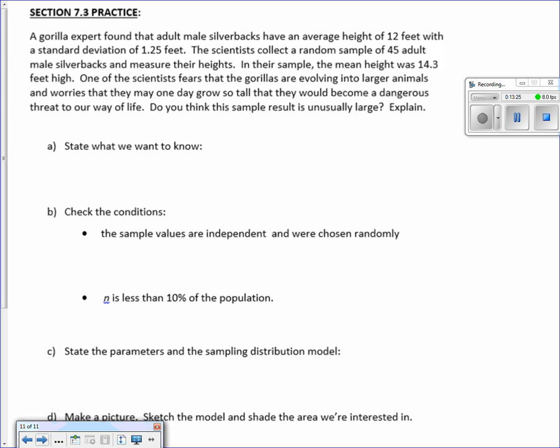Reread the problem, circle the numbers, and identify what they are. This 12 is our mu.